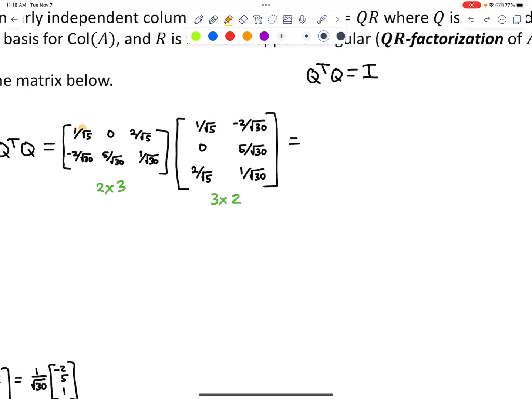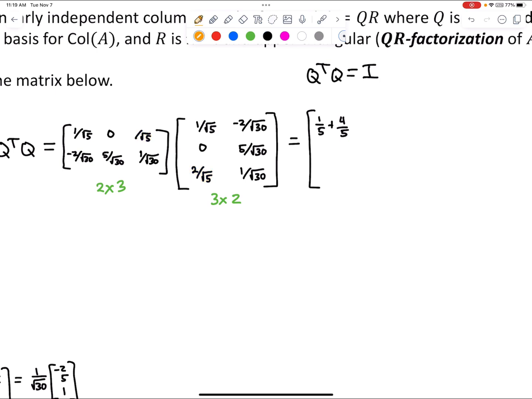So we're going to multiply this entry and this entry. That's going to give me 1/5. Then multiply these two entries will be 0. And then multiply these two entries. That'll give me 4/5. And we add together. This will be the 1, 1 position of my 2 by 2 matrix result.